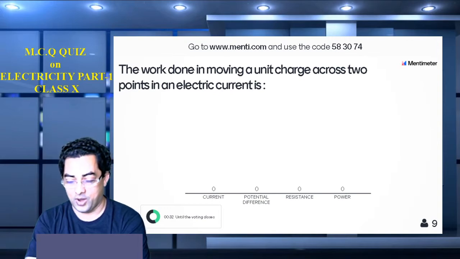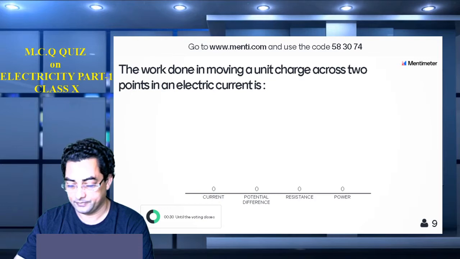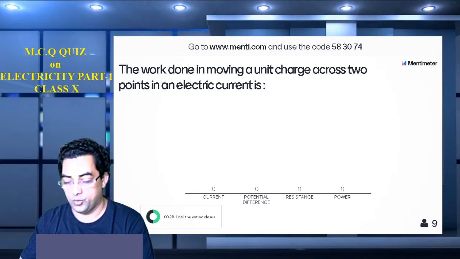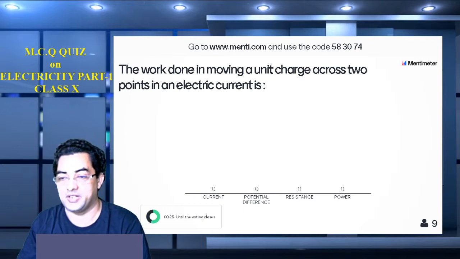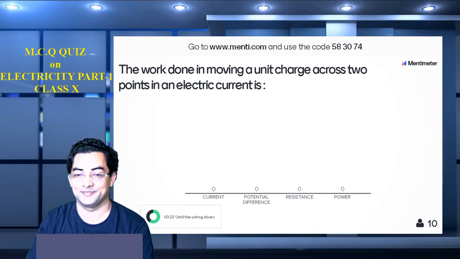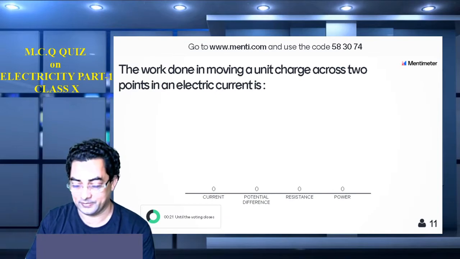Come on, come on. The work done in moving a unit charge across 2 points in an electric current. What is it called?